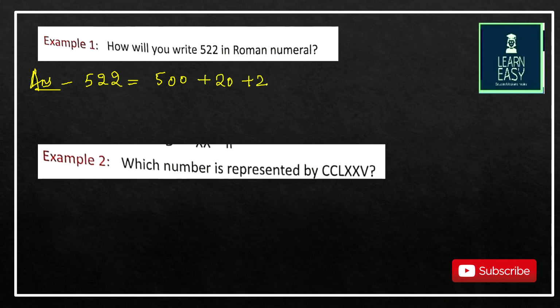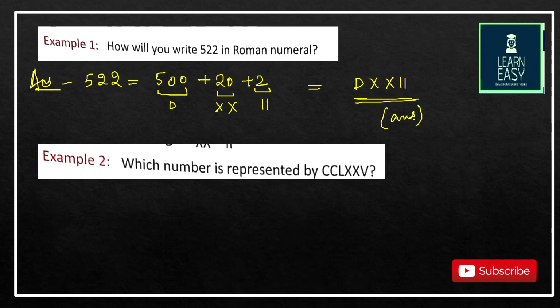So the very first thing everybody is supposed to do is expand the number. As we already know that 500 is D, and if I want to write 20, 10 is X, so 2 times X, and the 2 is 2 bars. So my answer is D, X, X, 2. So this is my answer. Am I clear to all of you?